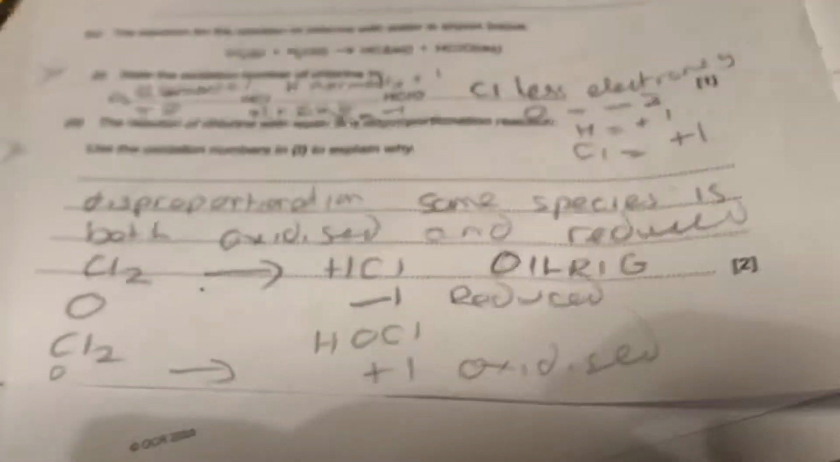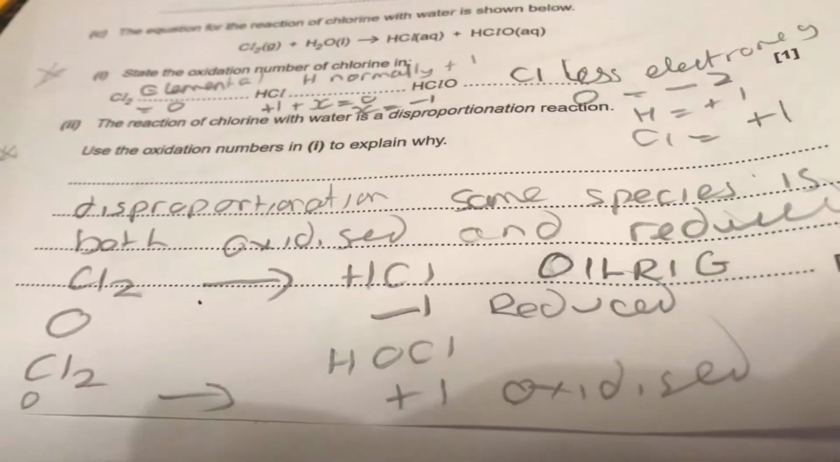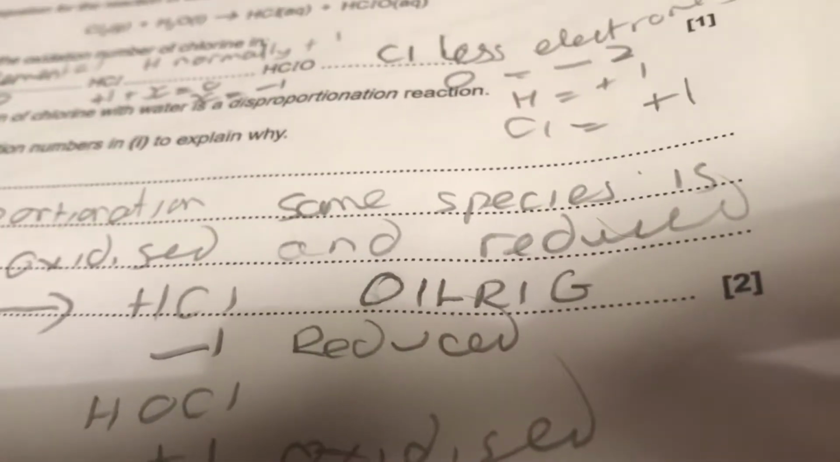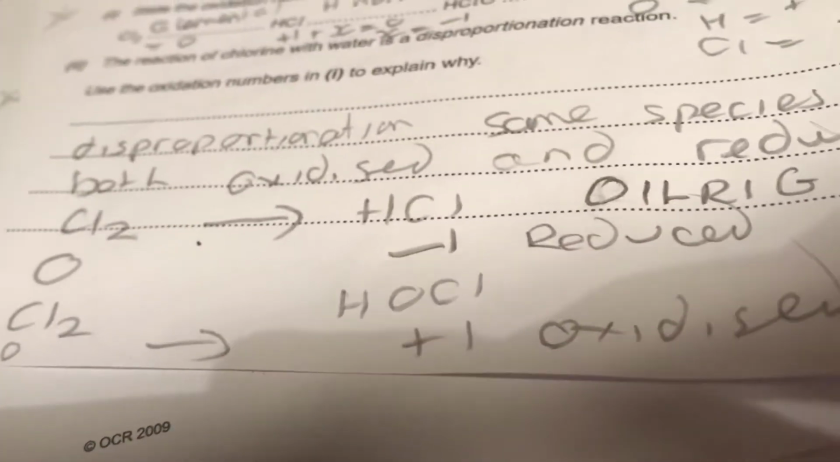In the final question, it's asking why it's a disproportionation reaction. It's a disproportionation reaction because the same species, in this context chlorine, has both been oxidized and reduced. So oxidation, from my anagram OIL RIG, is loss of electrons, reduction is the gain of electrons. So chlorine going from Cl2 to HCl has gained an electron. It's gone from 0 charge to a -1 charge. It has been reduced. And the chlorine going from Cl2 to the chlorine in HOCl, or hypochlorous acid, has been oxidized. It's gone from 0 to +1. It's lost an electron, and therefore it's been oxidized.